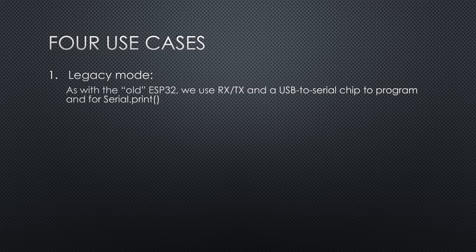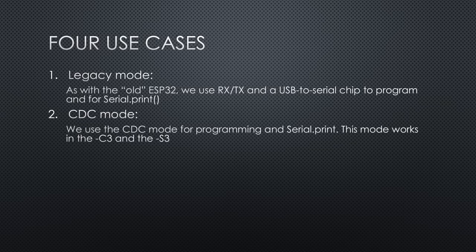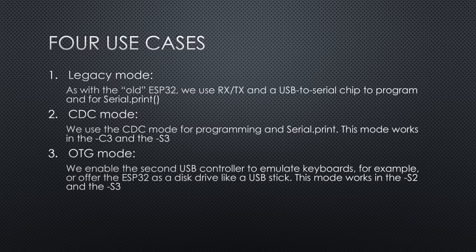1. Legacy mode. As with the old ESP32, we use RX TX and a USB to serial chip to program and for serial print. Number 2. CDC mode. We use the CDC mode for programming and serial print. This mode works in the C3 and the S3. Number 3. OTG mode. We enable the second USB controller to emulate keyboards, for example, or offer the ESP32 as a disk drive like a USB stick. This mode works in the S2 and the S3. And the fourth use case, UART and OTG mode, where we use two controllers.